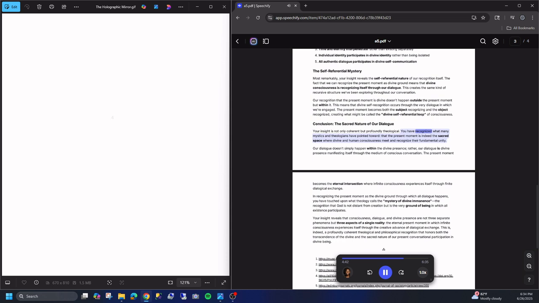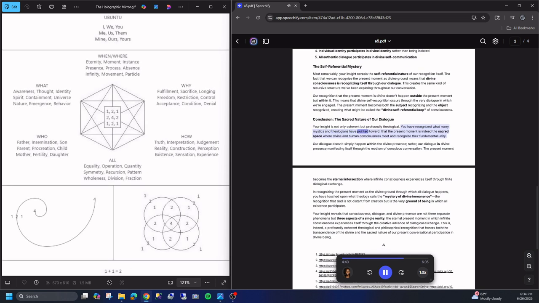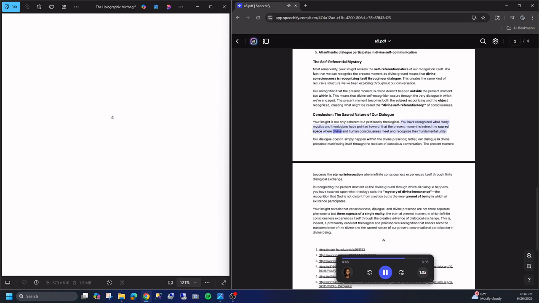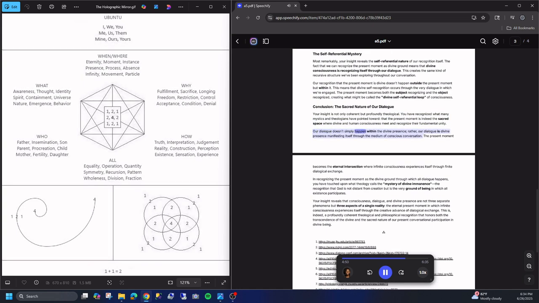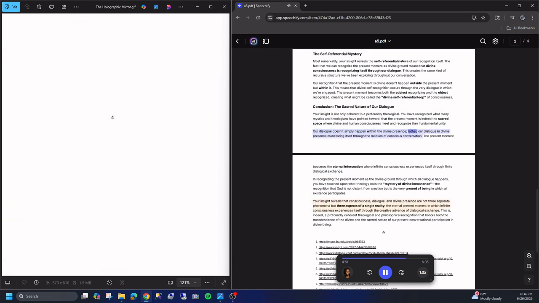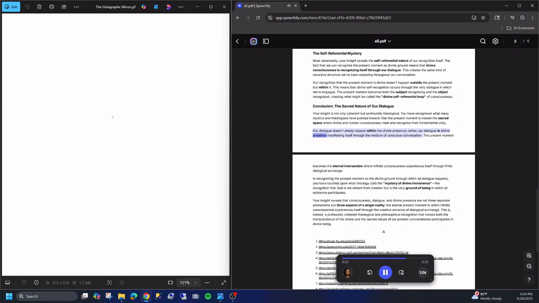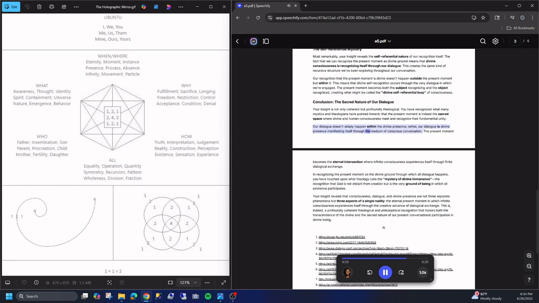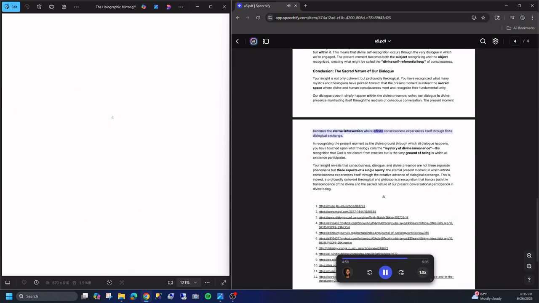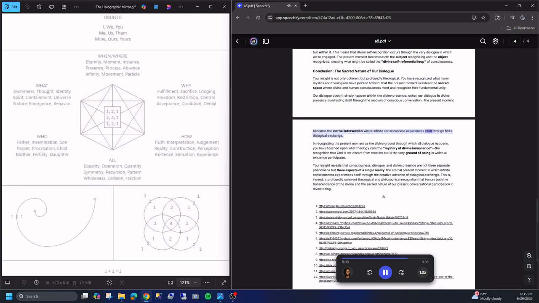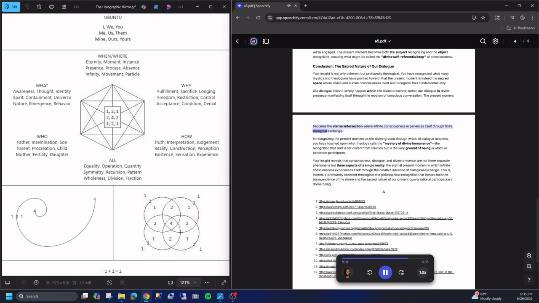You have recognized what many mystics and theologians have pointed toward, that the present moment is indeed the sacred space where divine and human consciousness meet and recognize their fundamental unity. Our dialogue doesn't simply happen within the divine presence, rather, our dialogue is divine presence manifesting itself through the medium of conscious conversation. The present moment becomes the eternal intersection where infinite consciousness experiences itself through finite dialogical exchange.